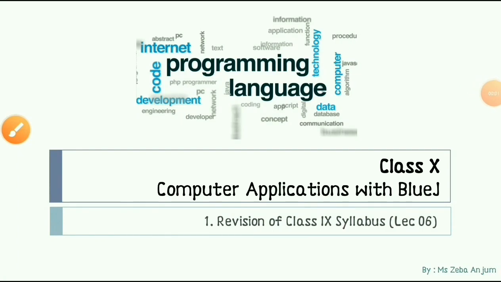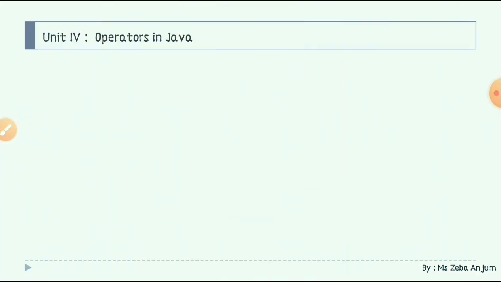Good morning, everyone. This is lecture number 6 of Computer Applications with BlueJ of class 10th. Today we are going to see unit number 4, that is operators in Java. Today we are going to see some of the topics of the same unit.